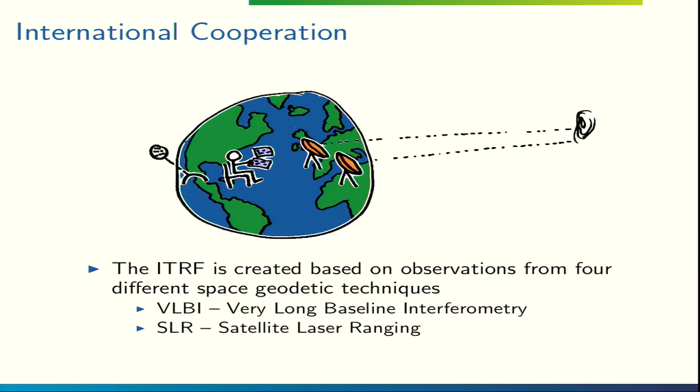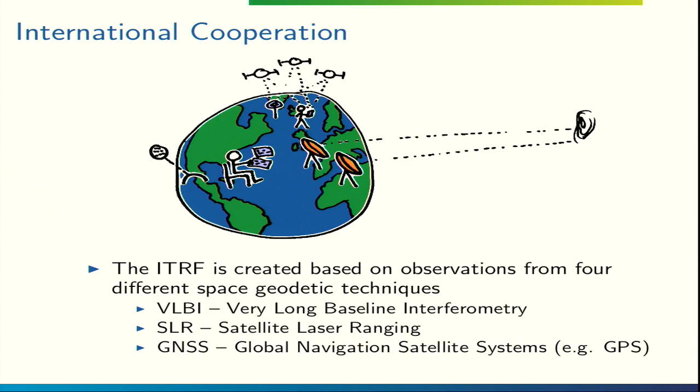Then we have something called satellite laser ranging. I'll also say a few more words about that. In practice, we're then just shooting at satellites with lasers and measuring how much time the laser takes to return to us. So they kind of have these reflective cubes on them, and then we can measure this time, and that gives us an idea of where the satellites are.